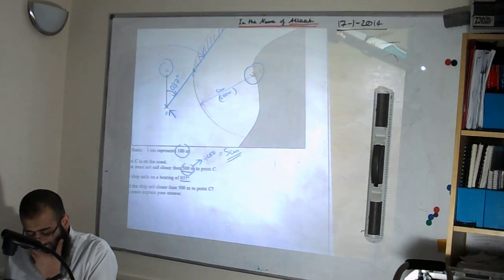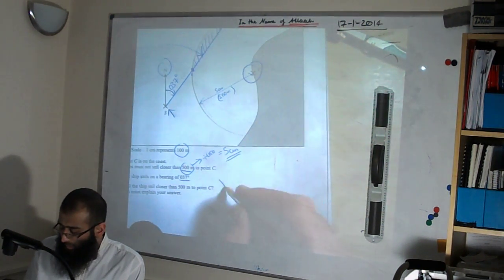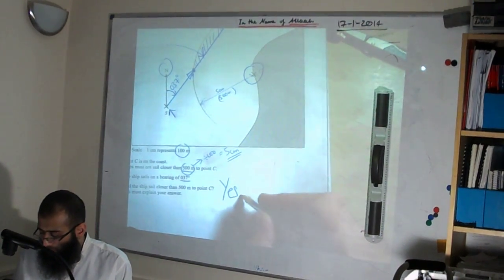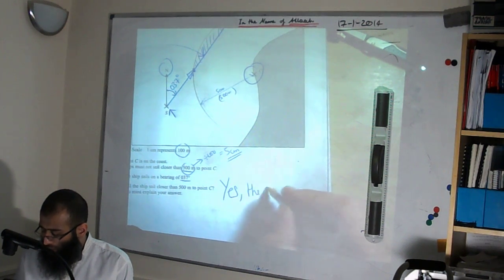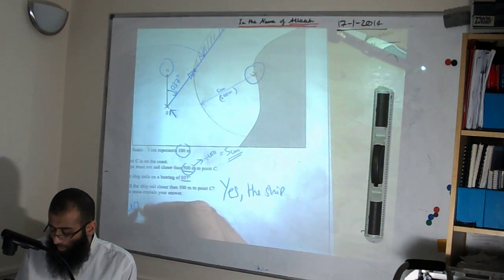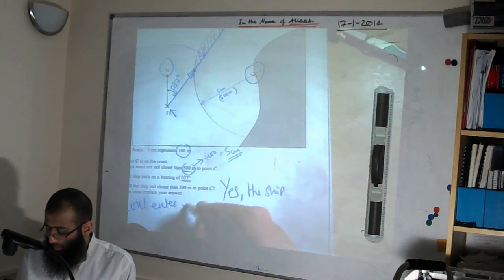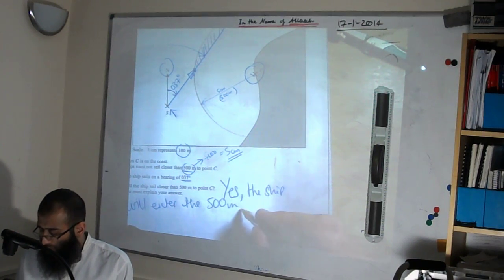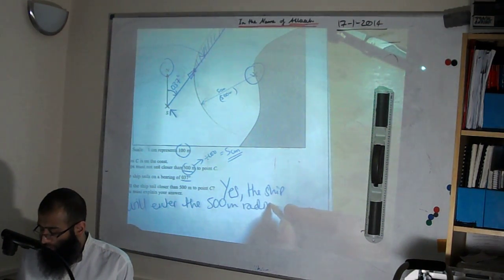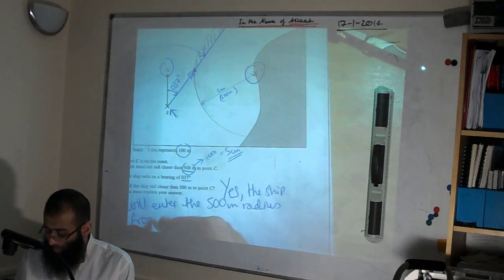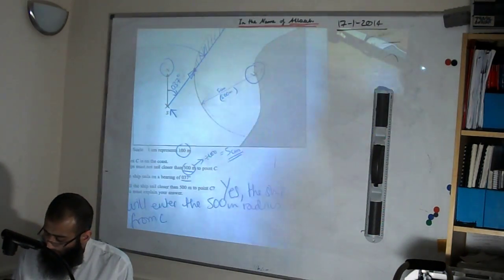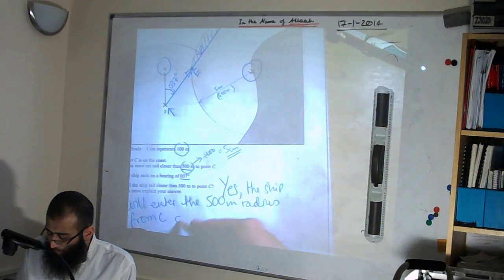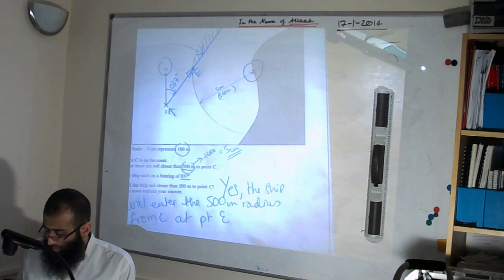Alright. Will the ship sail closer than 500 meters? The answer is yes. You must explain your answer. Yes, the ship will enter the 500 meter radius from C. So that's S, that's C. We can just call this point E, at point C, point E.